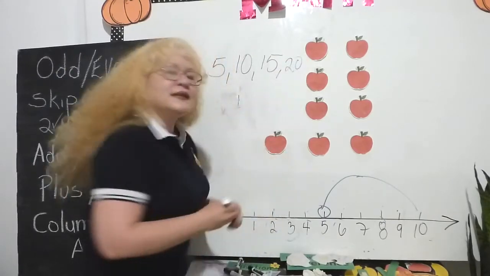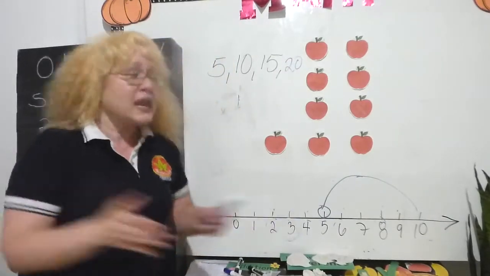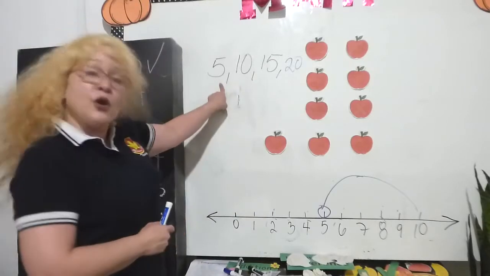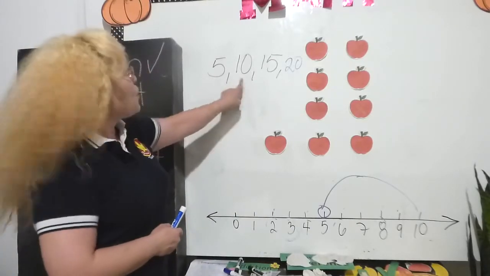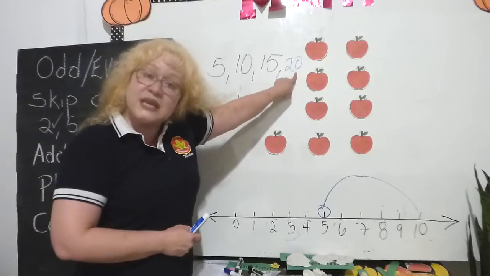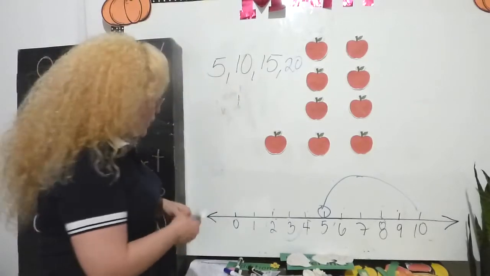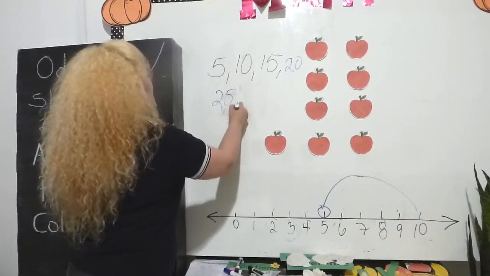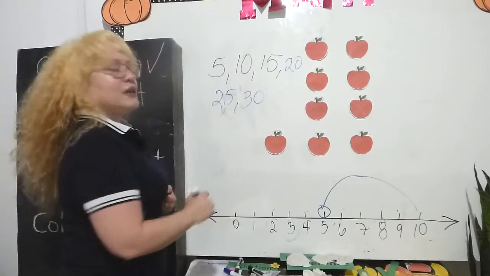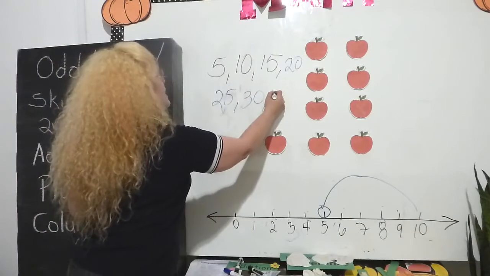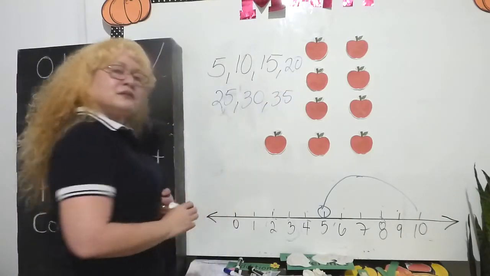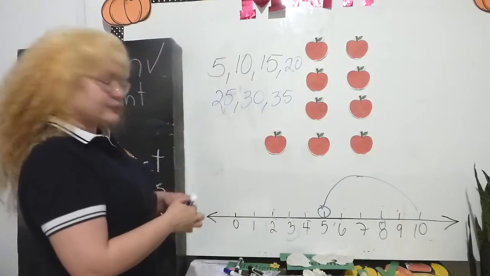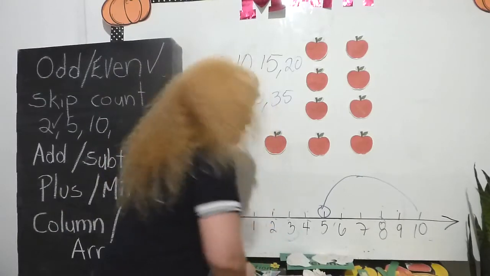20. And I know that you know that. And remember that they all end up in 5 or 0. So the next one would be 25. And then 30. Look, 5, 0. And then 35. And so on. Okay. Great.